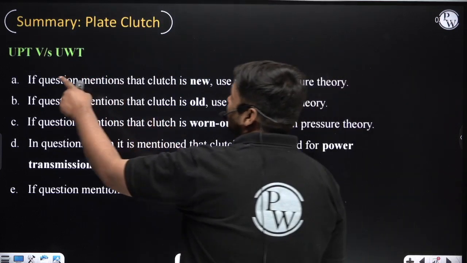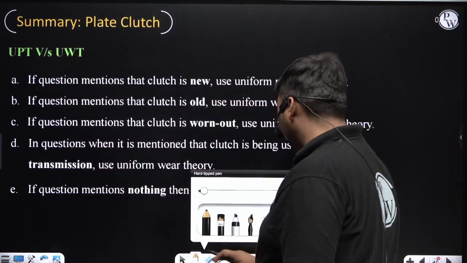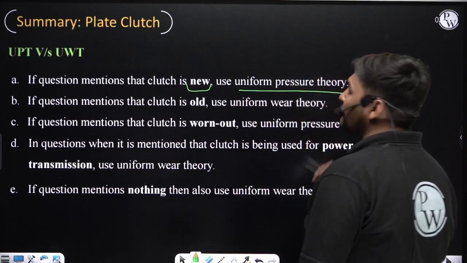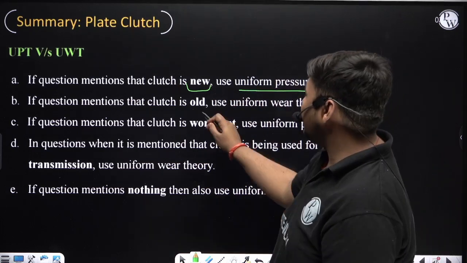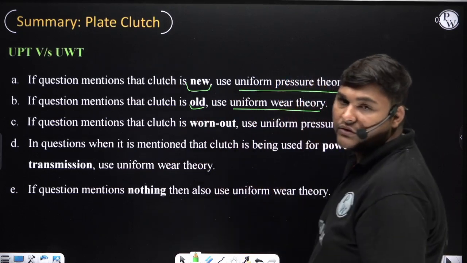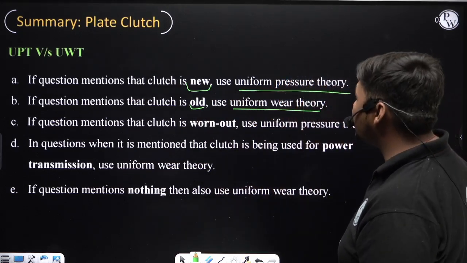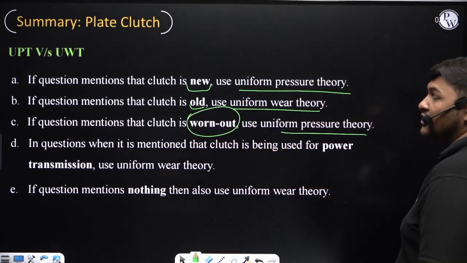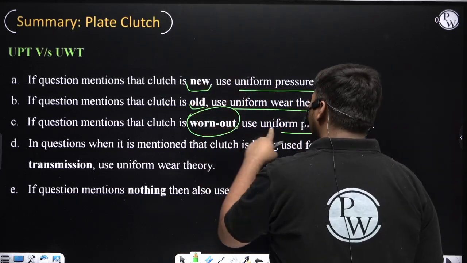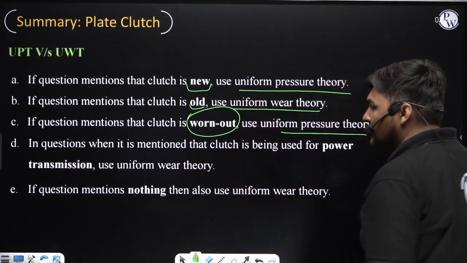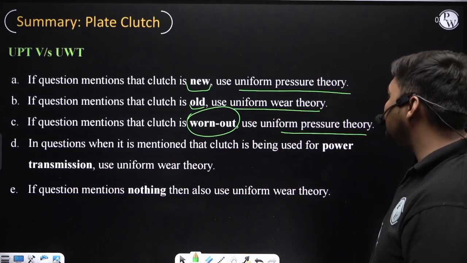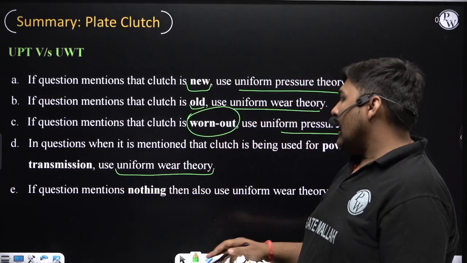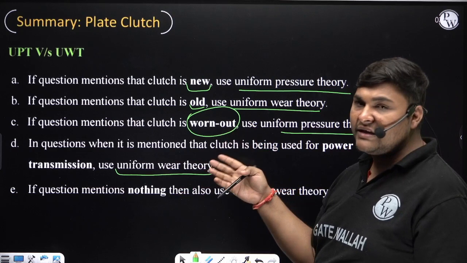When will we use uniform pressure theory or uniform wear theory, you need to remember this point. If the question mentions that the clutch is new, then we will use uniform pressure theory. If the clutch is old, then we will use uniform wear theory. If the question mentions that the clutch is worn out, then also we will use uniform pressure theory. Sorry, for a new clutch and a worn out clutch, uniform pressure theory. For an old clutch, uniform wear theory. If it is mentioned that the clutch is being used for power transmission, use uniform wear theory. And if nothing is mentioned, use uniform wear theory. Like here, nothing is mentioned.